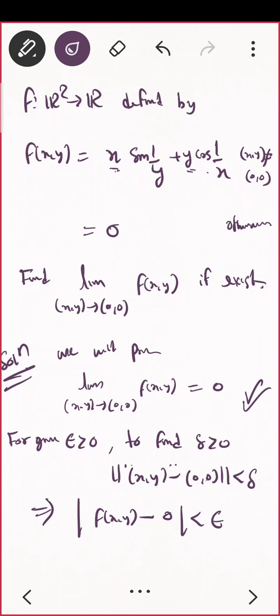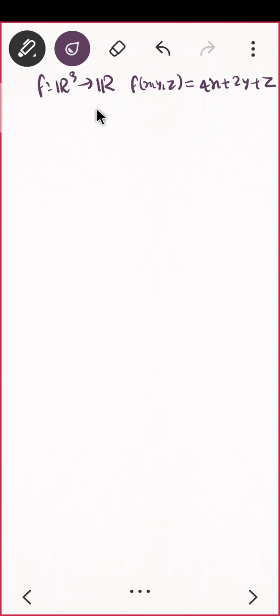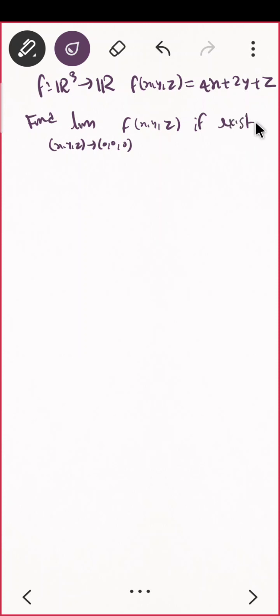Yes? If you have any doubt, you should ask. Let me do one more question. f from R3 to R, and say f of x y z is equal to 4x plus 2y plus z. Find the limit as x y z goes to 0 0 0 of the function f of x y z, if it exists. Correct?